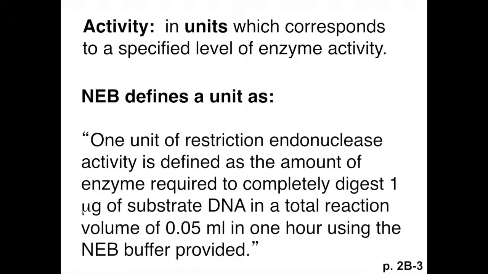Okay, so we describe the activity of a restriction enzyme based on the units of restriction enzyme that actually digest within a certain period of time. NEB, New England Biolabs, defines a unit as: 1 unit of restriction endonuclease activity is the amount of enzyme required to completely digest 1 microgram of substrate DNA in a total reaction volume of 0.05 milliliters in 1 hour using the buffer provided. It specifies the buffer provided because all of these enzymes have specific pH and buffer requirements. So you must be using the correct buffer to get optimal activity.